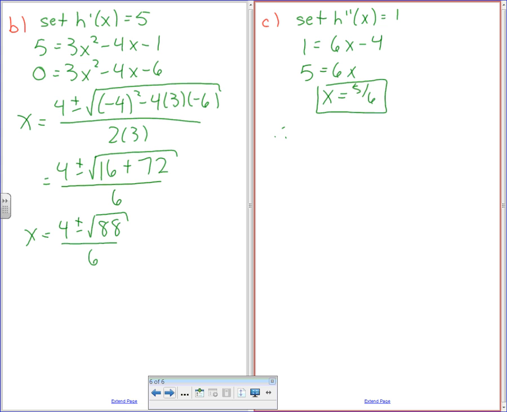Therefore, after 5/6 seconds, the acceleration is 1. Okay, this is a balloon that's flying all over the world and all sorts of neat things are happening. Now, does that logically make sense?